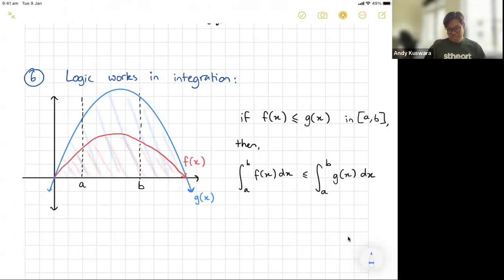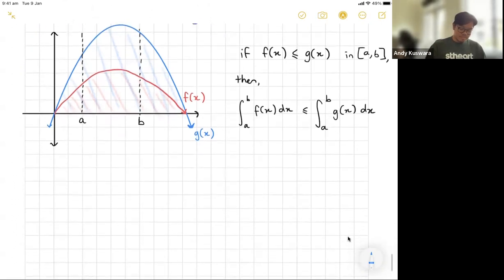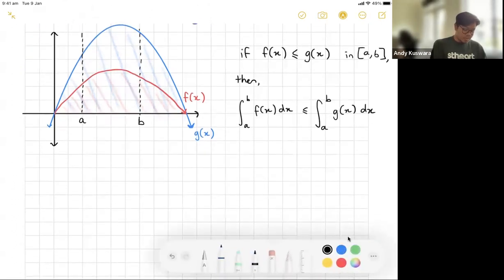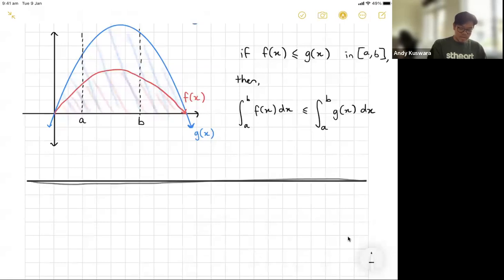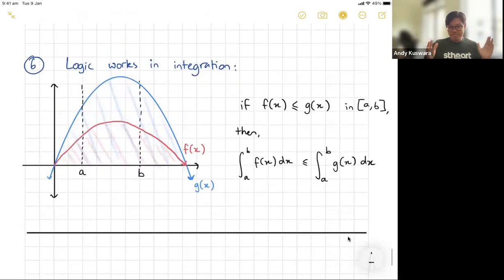Makes sense, right? So that means if f(x) is less than g(x) in some sort of interval a and b, and I've just written a and b there, we know that the integration of f(x) dx between a and b is going to be less than the integration of g(x) between a and b. Right, so it's just logic kind of holds, it works in integration. Now, these are the rules that you're going to use as you integrate more and more tricky integrations. But for the moment, that's it.